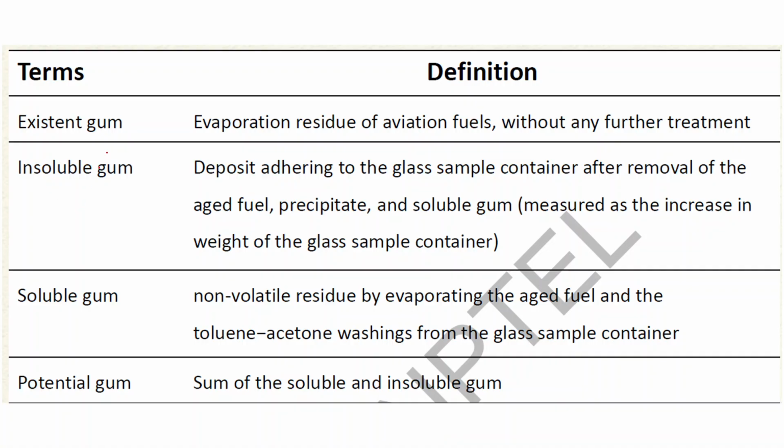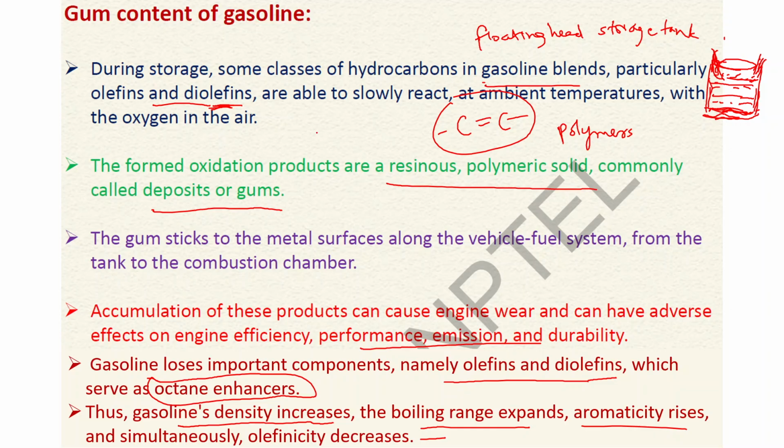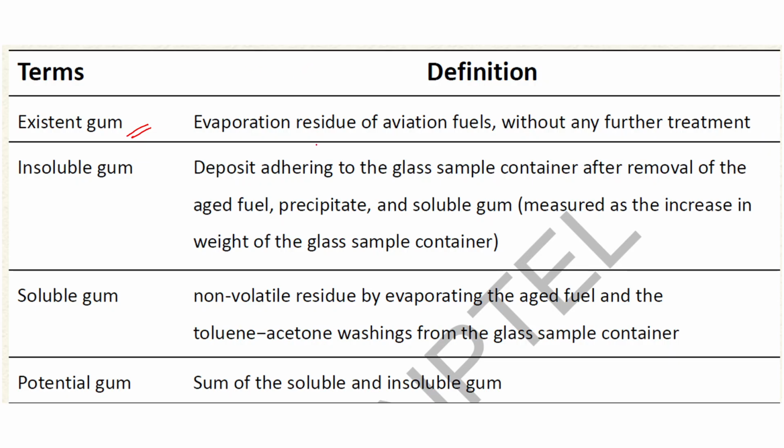These are some of the important terms related to gum. Existent gum: if a storage tank consists of some amount of gum, then after the evaporation residue of the aviation fuel, meaning if all the fuel is taken off from the tank without any further treatment, the amount of gum which is left in the tank is the existent gum. Then this existent gum is dissolved in a suitable solvent.